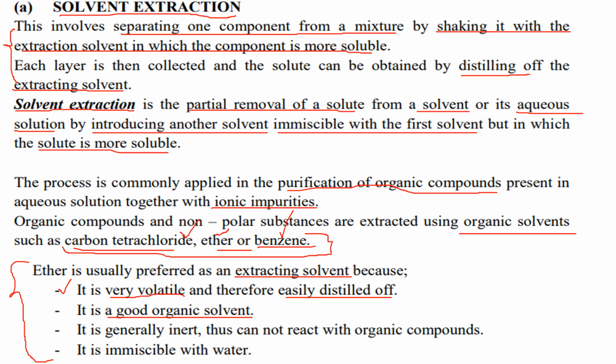So one of the components that you should not forget, first of all, we have looked at being very volatile, and the other one we have said that it should be a good organic solvent, and the other one is generally inert. If you look at carbon tetrachloride, it is an inert liquid. I hope you are briefed about that in your organic chemistry. So a good solvent must be generally inert. It shouldn't react with any of the organic compounds present in that mixture. And lastly, so that is generally inert, good organic solvent and very volatile.